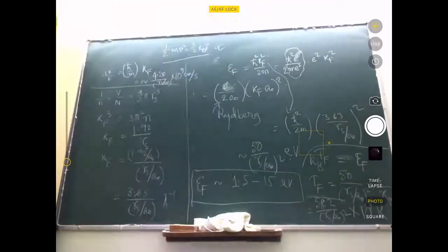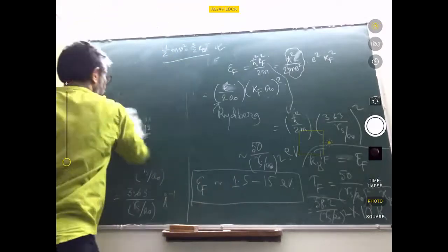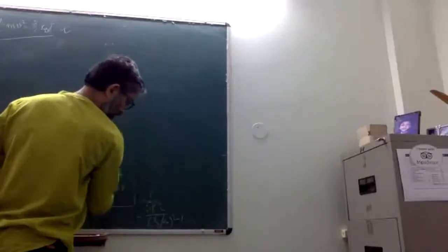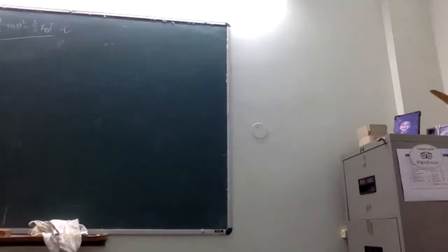All right. Now that we have calculated these, let us try to calculate the ground state energy of the electrons. So, how do I calculate the ground state energy?